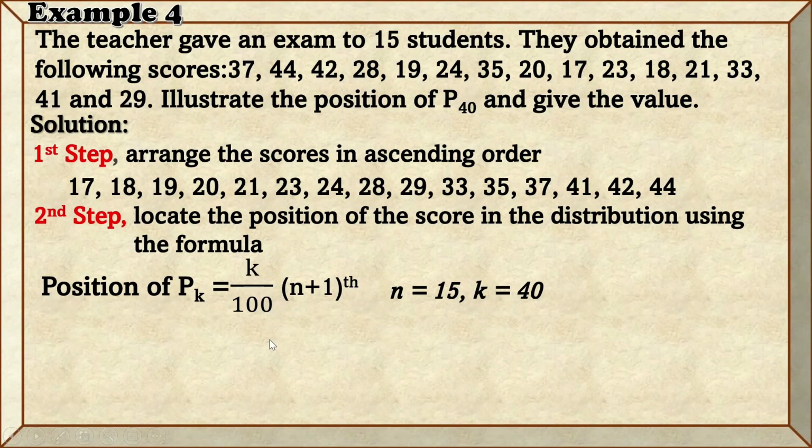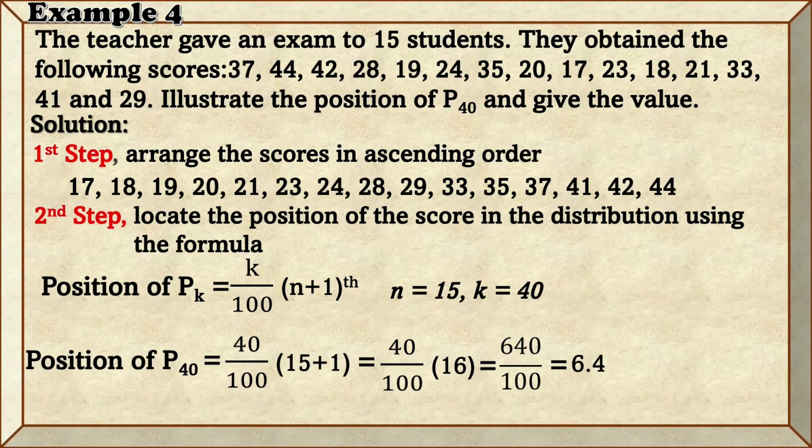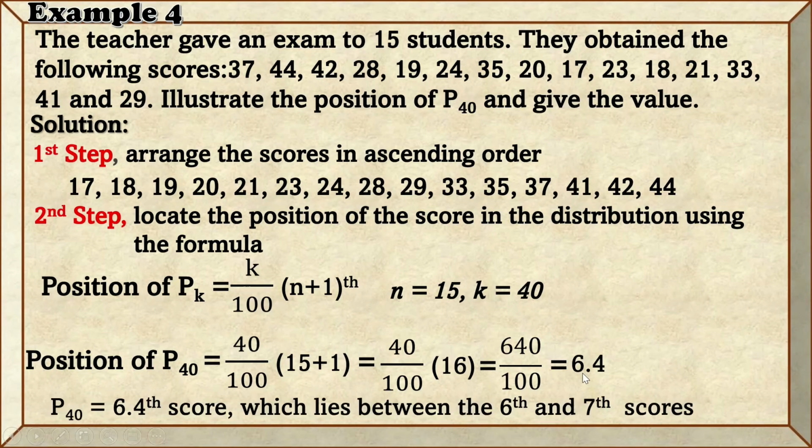Okay, then substitute the value of 15 to n and 40 to k. So the position of 40th percentile is 40 over 100 times the quantity of 15 plus 1. We have 40 over 100 times 16. So 40 times 16 is 640 over 100. So that is 6.4. The 40th percentile is 6.4 score, which lies between the 6th and 7th scores.